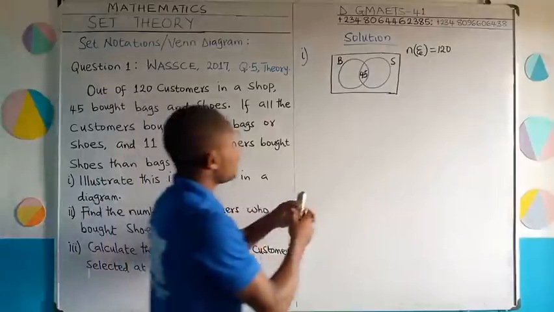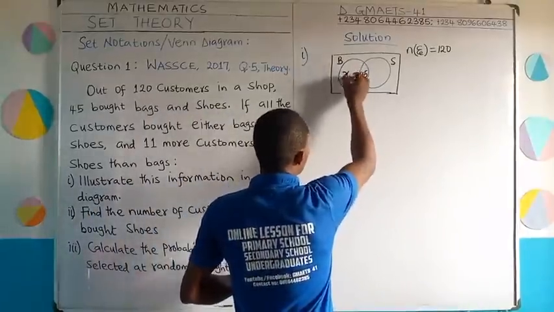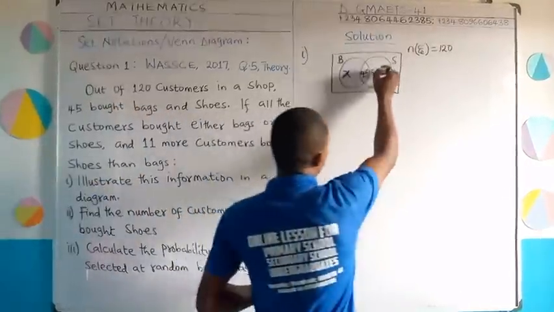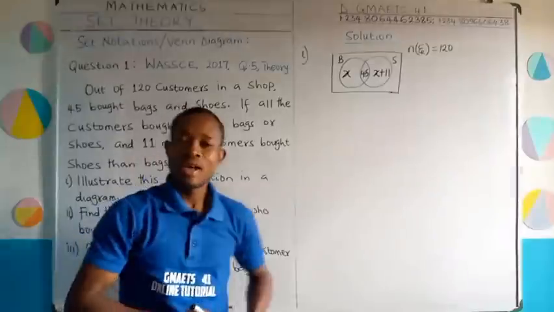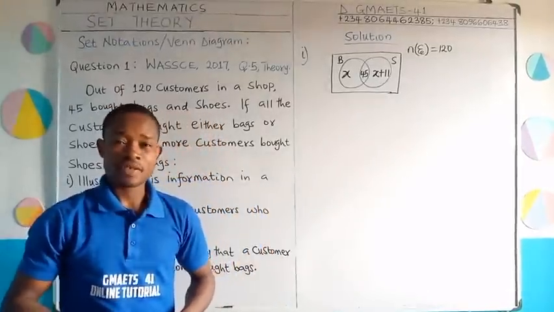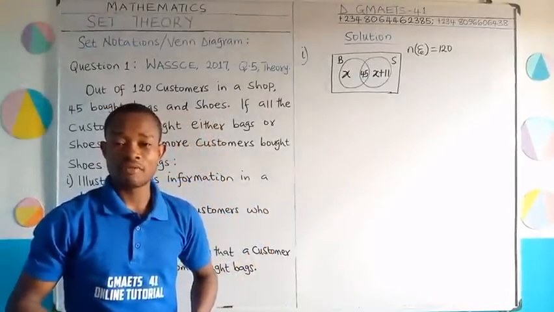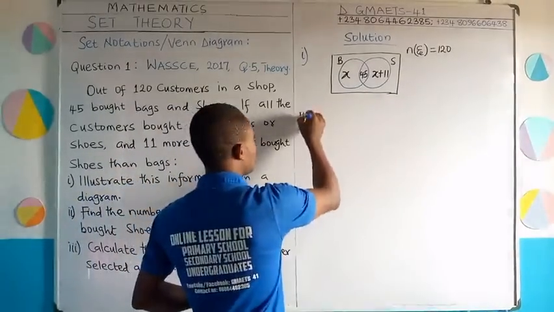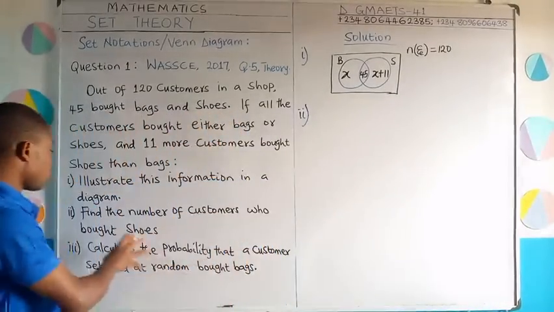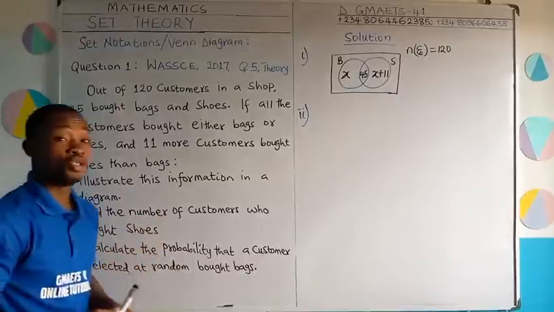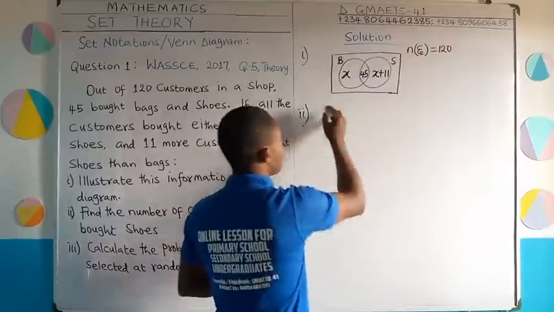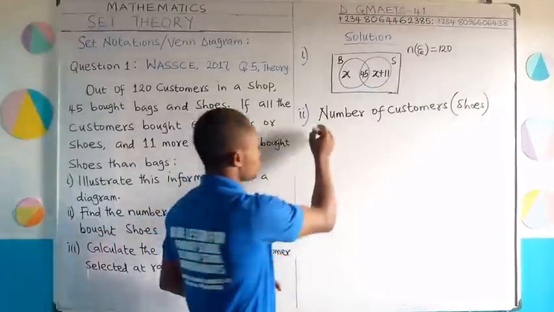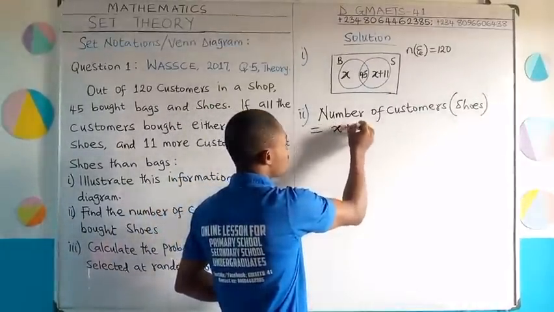Alright? So I will come over here and say, okay, let X number of customers buy bags. And then here will now be X plus 11. Alright. I've successfully interpreted the information in this Venn diagram. So we are moving on to the second part of the question. In the second part, we have to find the number of customers who bought shoes. Now from my Venn diagram, the number of customers that bought shoes is X plus 11.